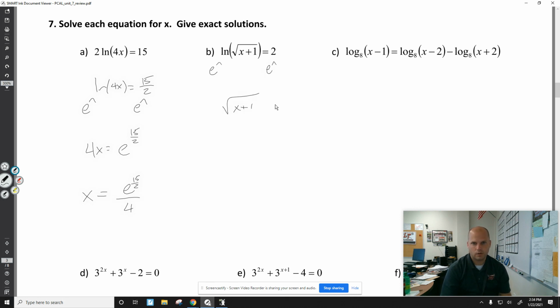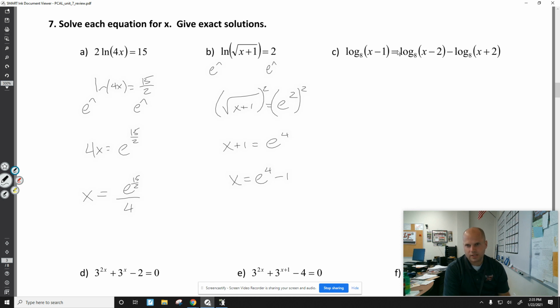Square root x plus 1 equals e squared. Solve. I'm going to square again. You had a quiz question kind of like this where you needed to make sure you knew e squared squared is e to the 4th. It's not because you're adding them, it's because you're multiplying them. Be careful. And then we subtract 1.